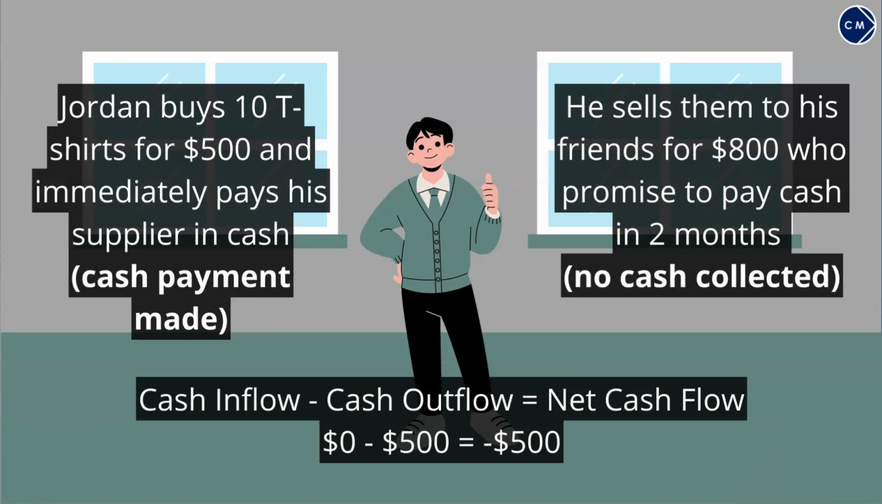And so going back to the net cash flow or cash flow formula, we have no cash inflows coming into the business, but we have a cash outflow of $500, resulting in a net cash flow amount of negative $500, which is lower than the profit amount of $300.